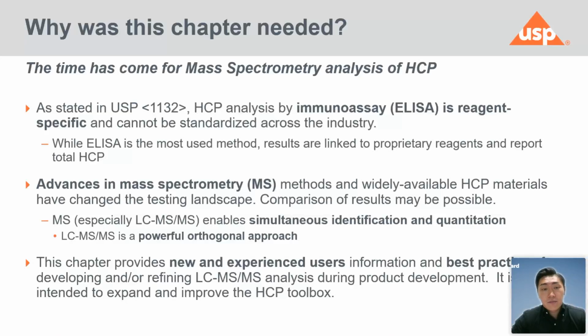While ELISA is still the most used method, results are linked to proprietary reagents and report only the total HCP. With the most recent advances in mass spectrometry methods and widely available whole cell protein materials, this has really changed the testing landscape, which enables comparison of results. And this is specifically true as it enables simultaneous identification and quantitation, which makes mass spec a powerful orthogonal approach.